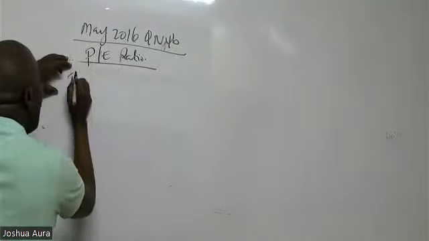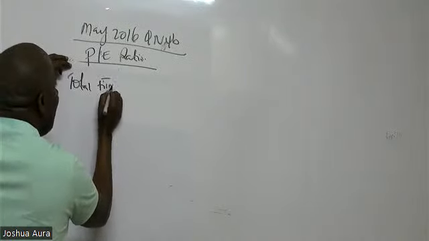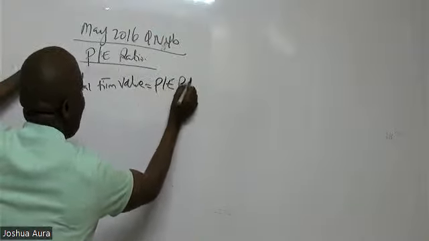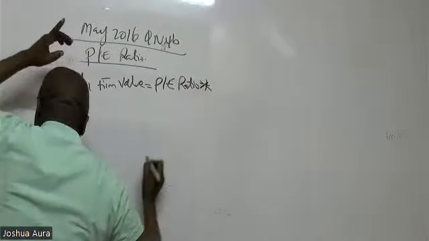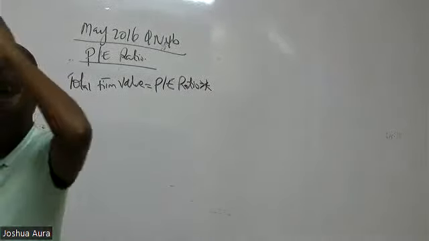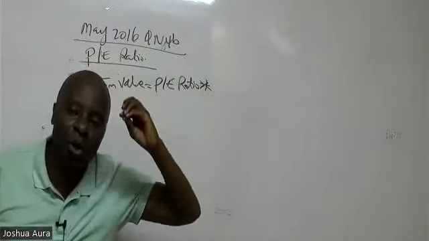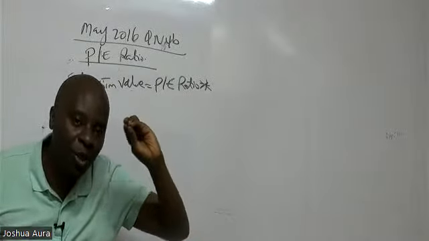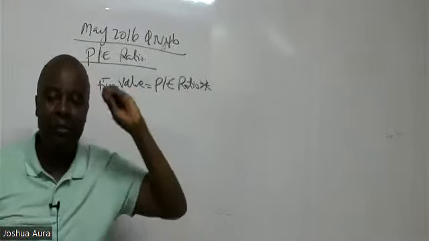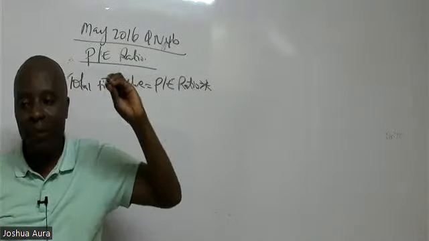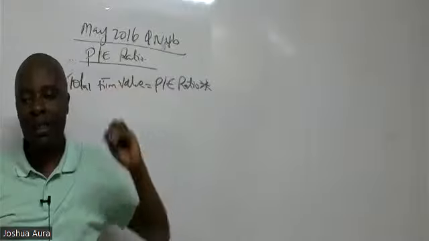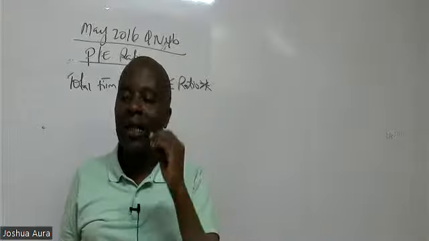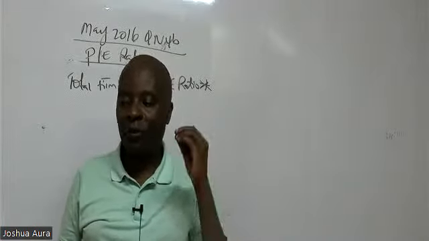We say the total farm value equals the PE ratio given times something. Anytime they want us to give them the total value of any organization using the PE ratio, I will take the PE ratio times something. What is this times something? Is there somebody who is able to remember? Times earnings of the farm.